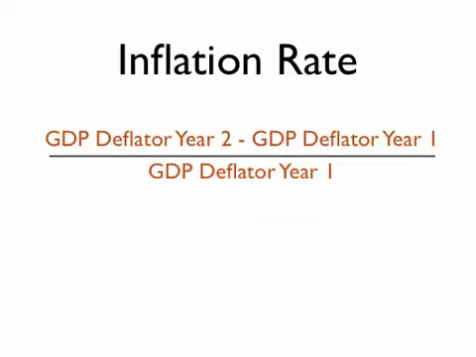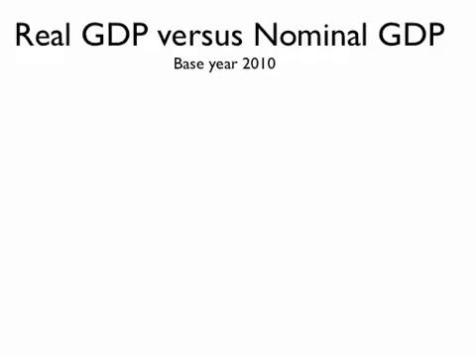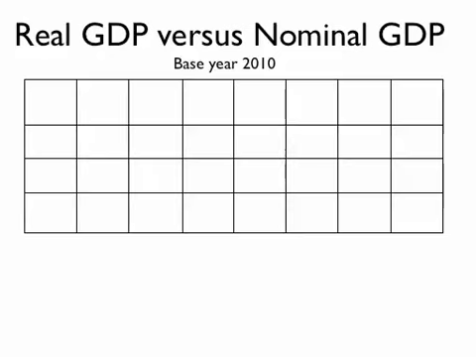The inflation rate, we can calculate by just looking at the value of the deflator from year to year. In this case, we would look at the deflator from year 2, subtract the deflator from year 1, and divide by the deflator from year 1. You note that this is just a percentage change formula with the GDP deflator plugged into our values. Let's now look at a table comparing real GDP versus nominal GDP and how we could compute that.